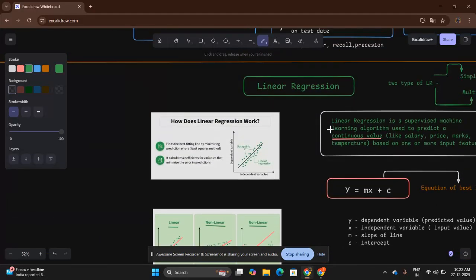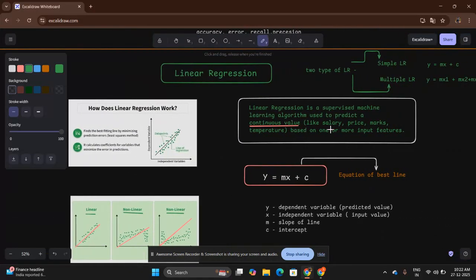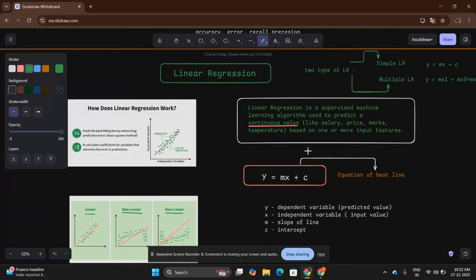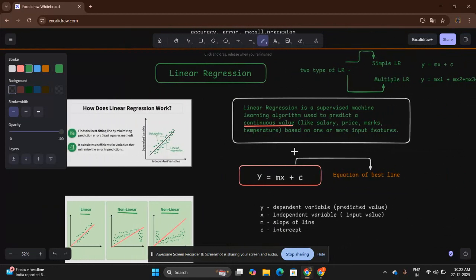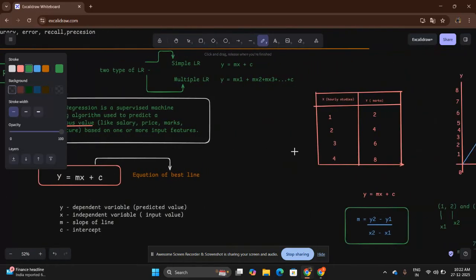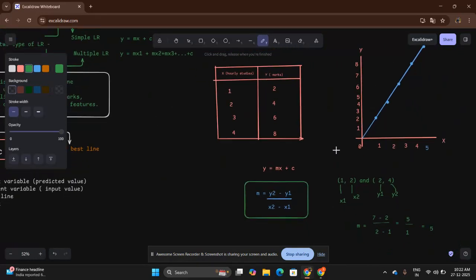Just revise the first algorithm. If you have any doubt related to these algorithms, just drop a comment in the comment box. I'll try to solve all your questions.